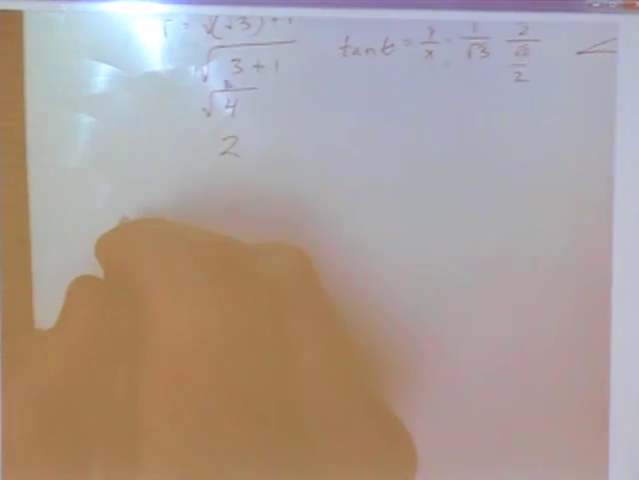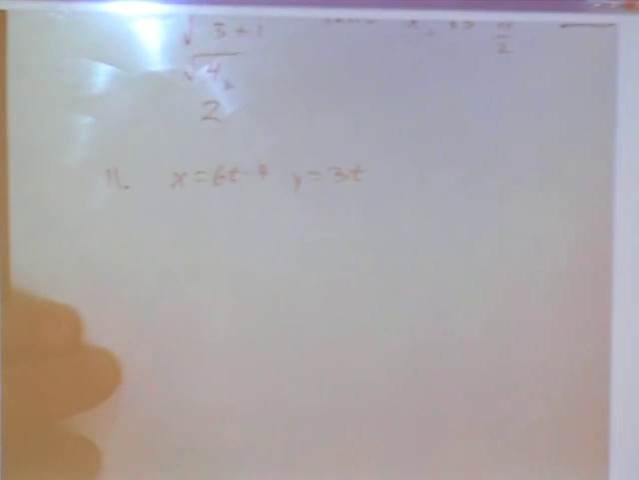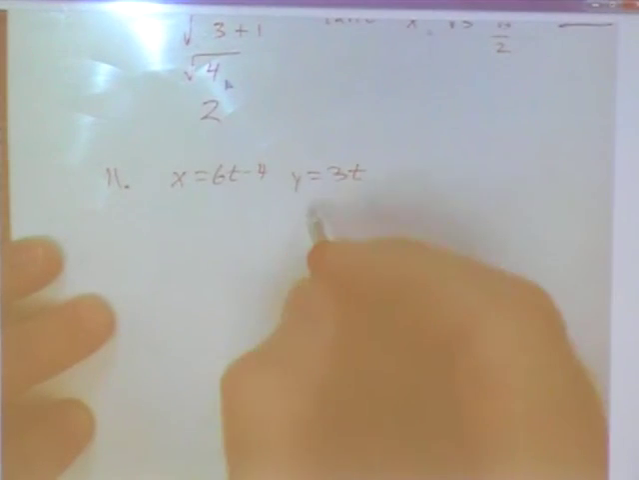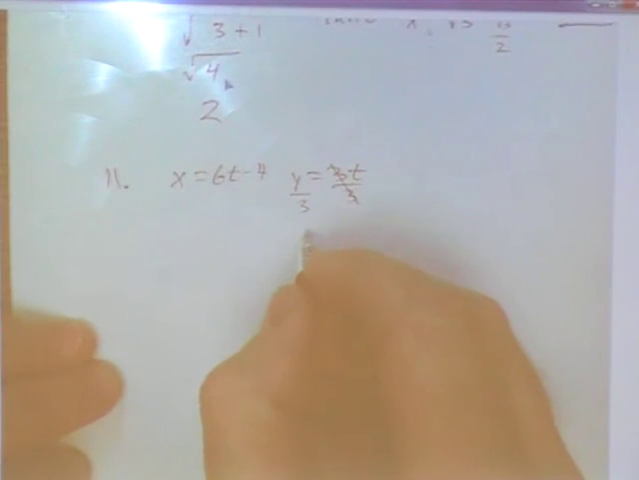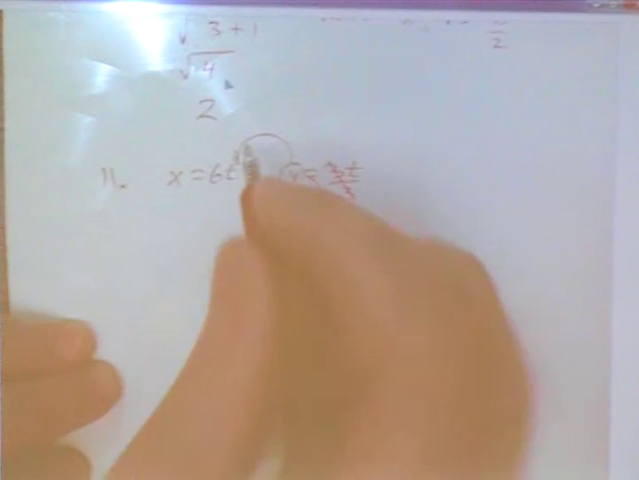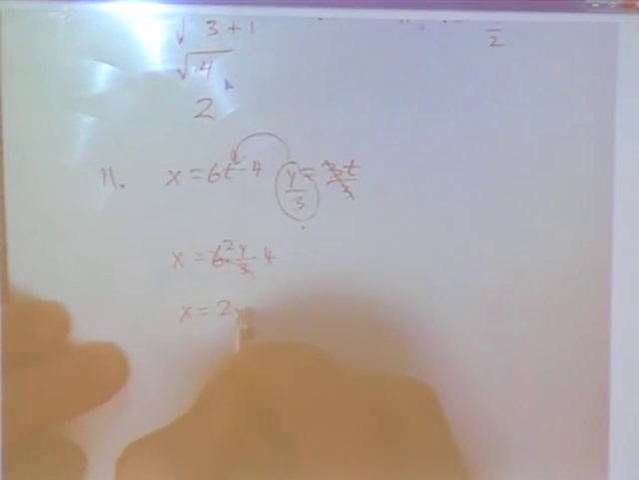Okay, number 11. Sketch x equals 6t minus 4 and y equals 3t and eliminate the parameter. Well, to eliminate the parameter, we divide by 3. I'm going to choose this side. And t equals y over 3. So I'm going to substitute that in to the x equation. 6 times y over 3, oops, minus 4. The 6 and 3 reduce to 2. So x equals 2y minus 4.